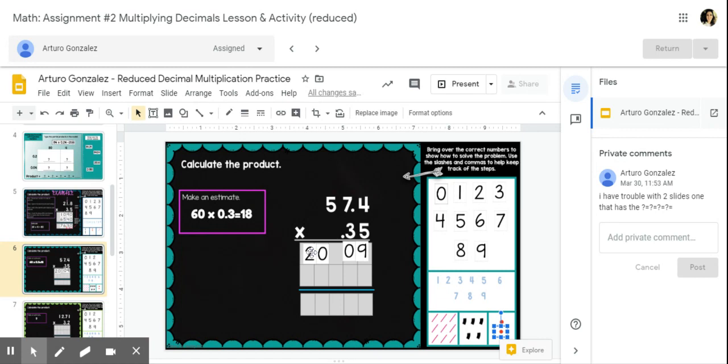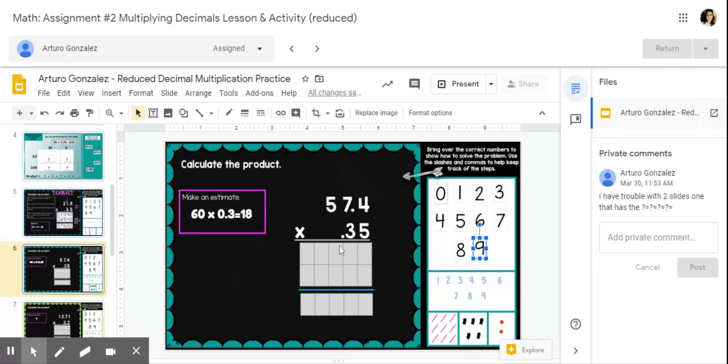Okay, and I'm going to start off, and I'm going to go ahead and move your numbers back as well. And I'm going to go ahead and explain what this one should look like. Sorry, actually it does not go there because I forget they're stacked on top of each other. So this 0 goes back over here. And then I have 9, 9. And so it says bring over the correct numbers to show how to solve the problem. Use the slashes and commas to help keep track of the steps.